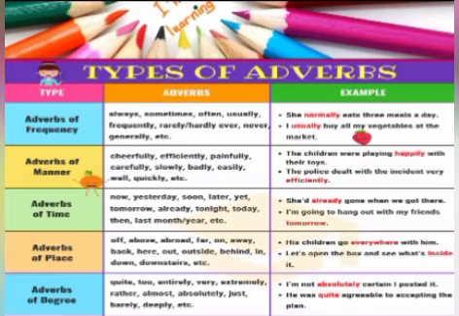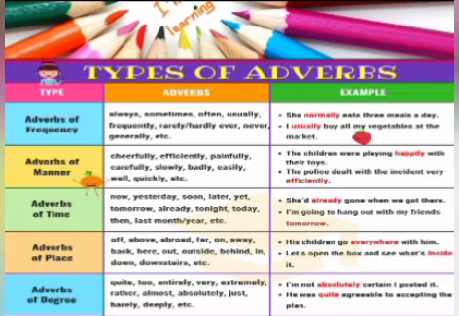Adverbs of time. They tell you when the action happened. Now, yesterday, soon, later, yet, tomorrow, already, tonight, today, etc. She had already gone when we got there. I'm going to hang out with my friends tomorrow. When are you going to hang out? Tomorrow. So that's the adverb of time.